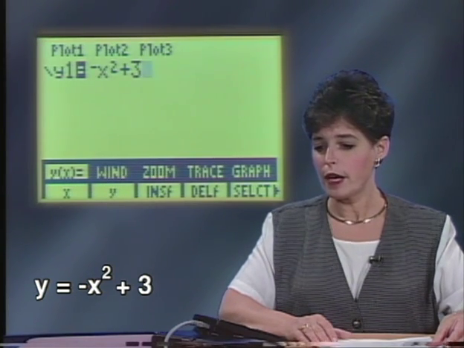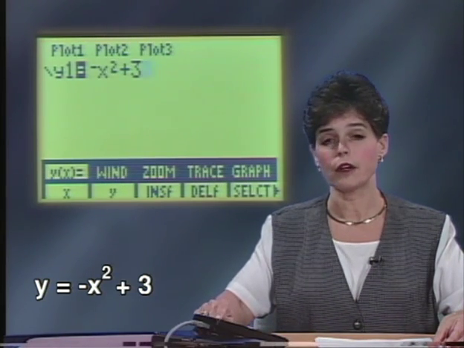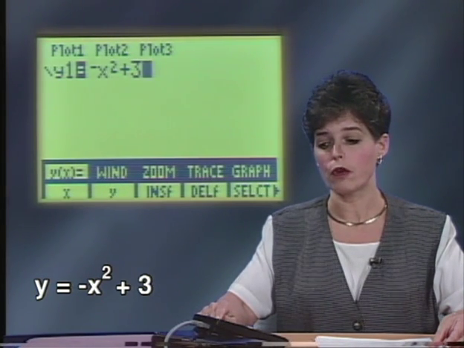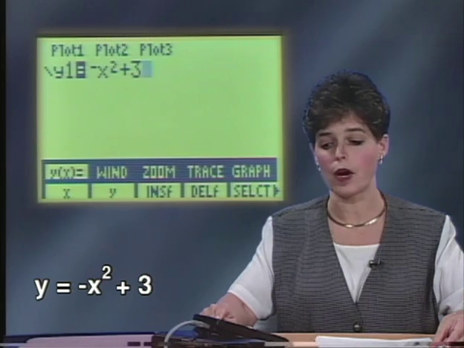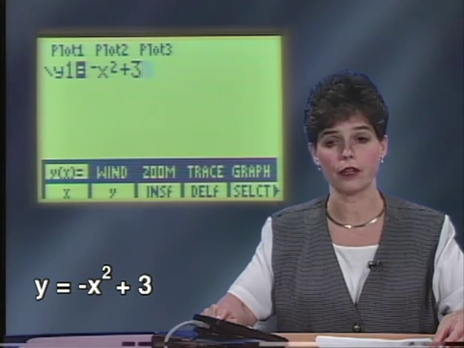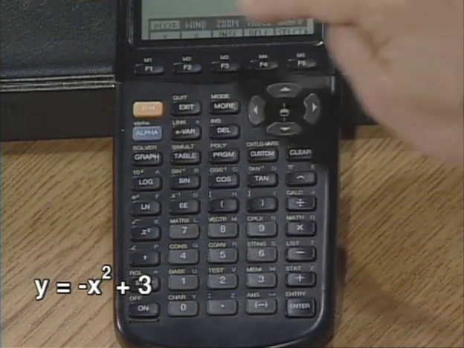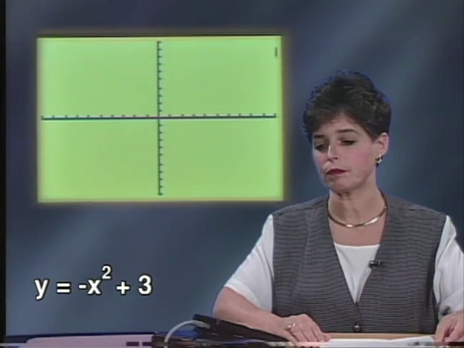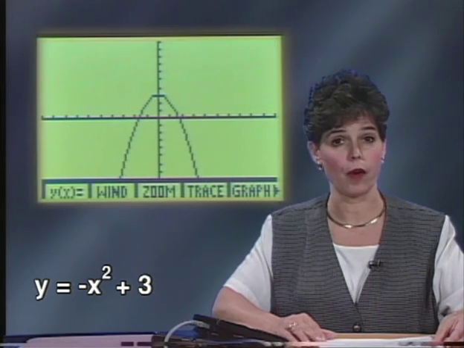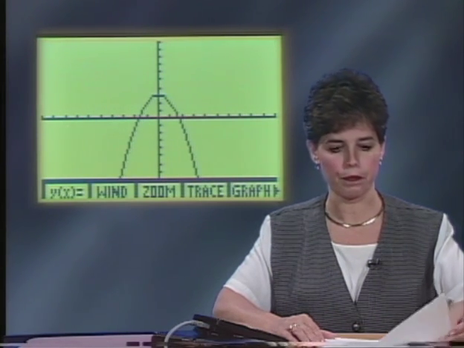Now let's go ahead and take a look at what this graph looks like, and you'll notice that on the upper menu you see graph on the far right. In order to get something on the top menu, I'm going to have to hit the second key first and then the appropriate F key. So at this moment, in order to graph, I'm going to do second and F5. Okay, there is our upside down parabola that we expected, drawn with a solid black line.